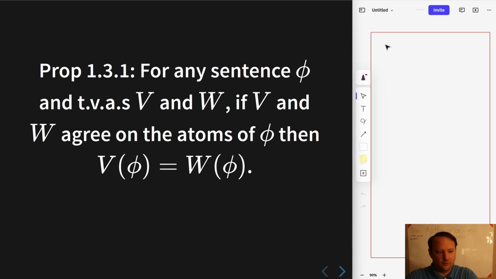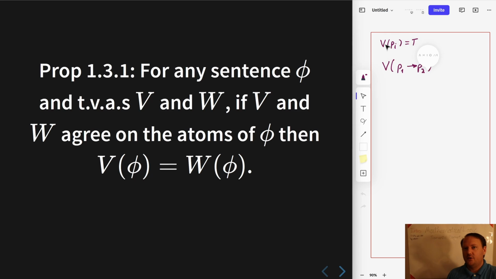So, for instance, imagine that we had the truth value assignment V, which takes any atomic sentence and assigns it the value true. So this is a completely boring and constant truth value assignment. We want to evaluate the sentence, figure out what the value of "if P1 then P2" is.